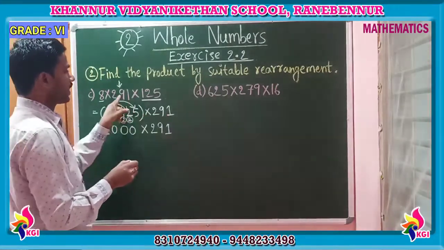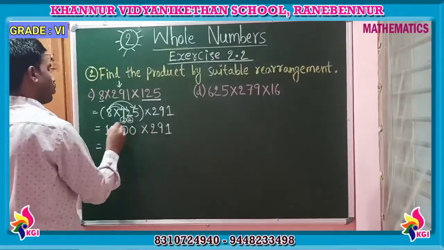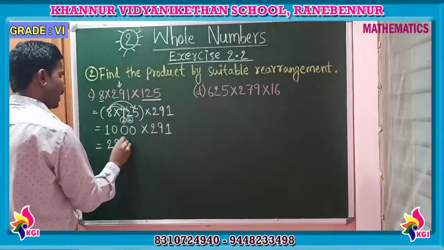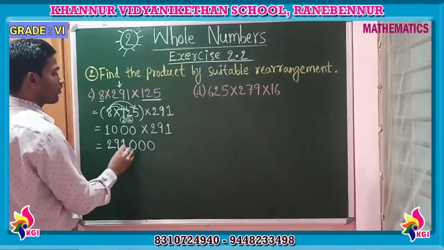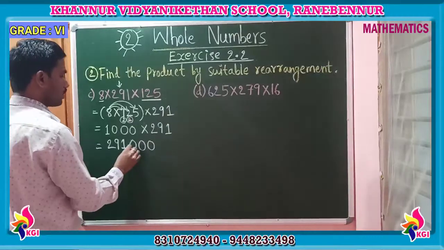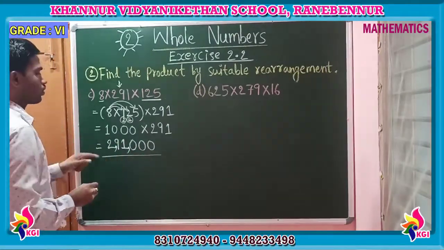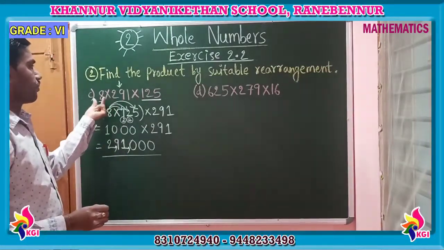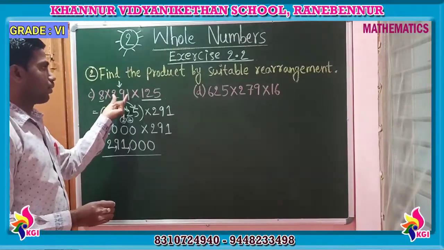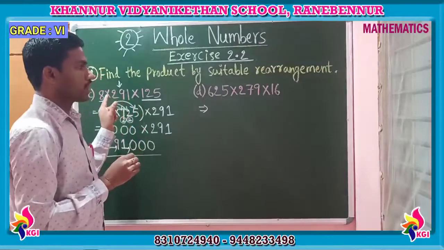Then the second number here is 291. First of all 291 ones are 291, and how many zeros are there? 3 zeros. You put 3 zeros in front of 291. Is it correct? Okay, now it is correct. So my dear children, 2,91,000 is the product of these three numbers, 8 into 291 into 125. Your third question is over.